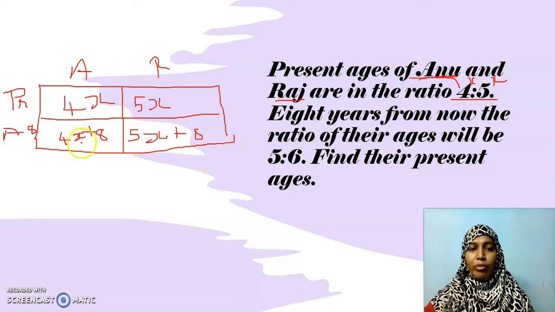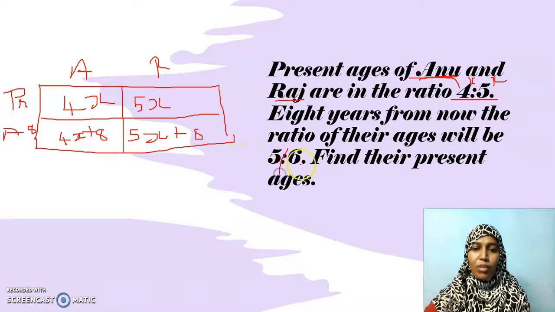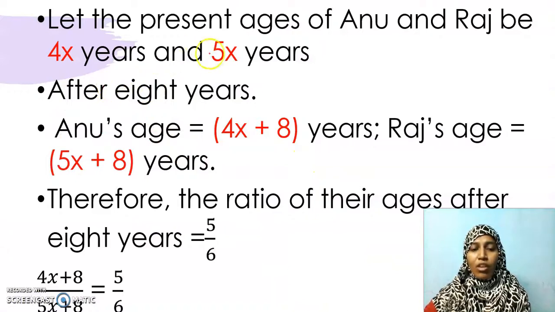So the ratio will be 4x plus 8 divided by 5x plus 8 is equal to 5 by 6. This is the ratio they have given, 5 divided by 6. This ratio can be written as 5 by 6. So whatever I said in words, I have listed down as points.